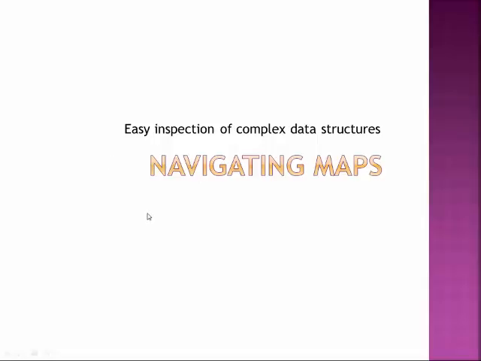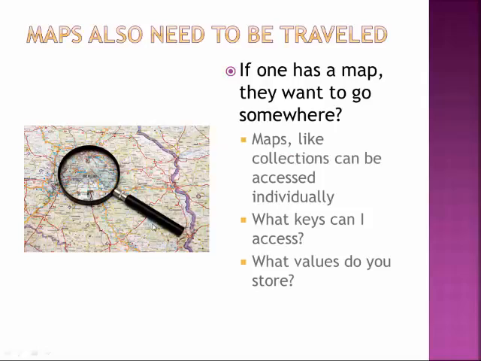Really quickly here, let's look at how we can iterate or navigate through a map, similar to what we did using a collection before. Inside of a map, I can navigate through many ways of looking at the data. I can look through all the keys, I can look through all the values, or most likely I'm going to want to look through key value pairs.